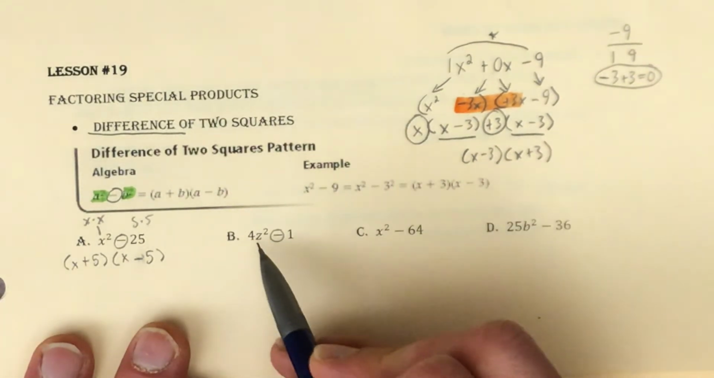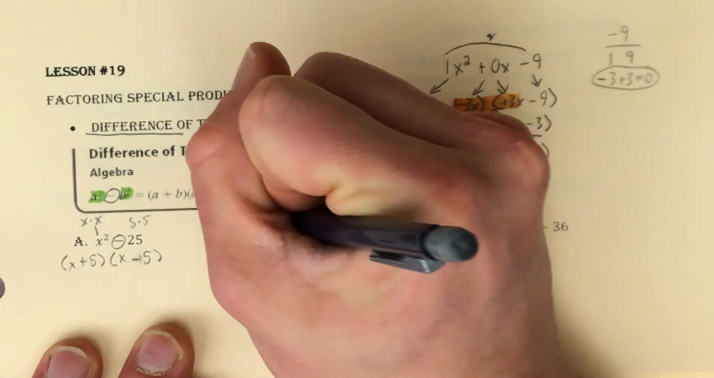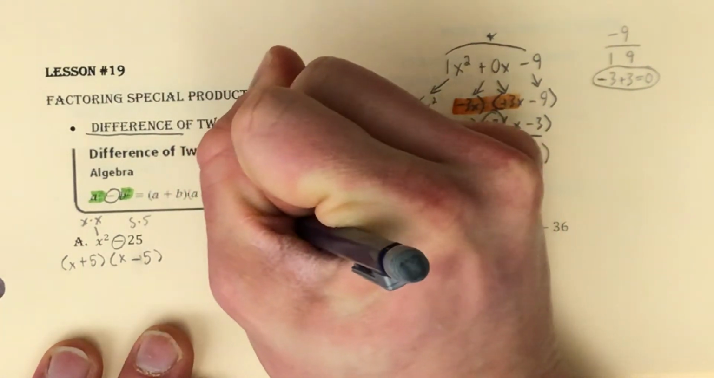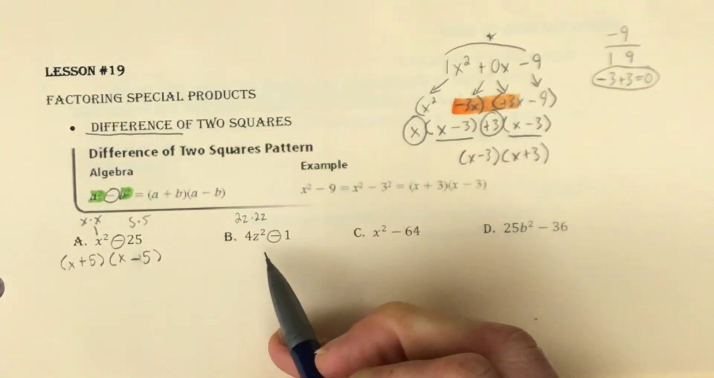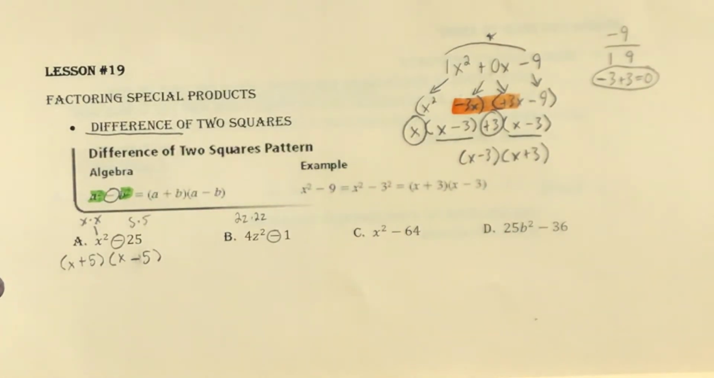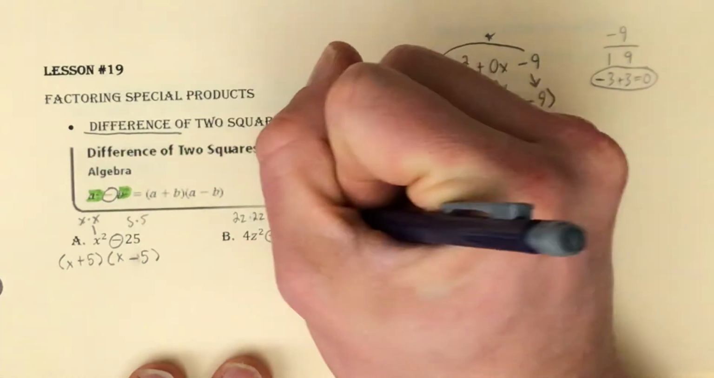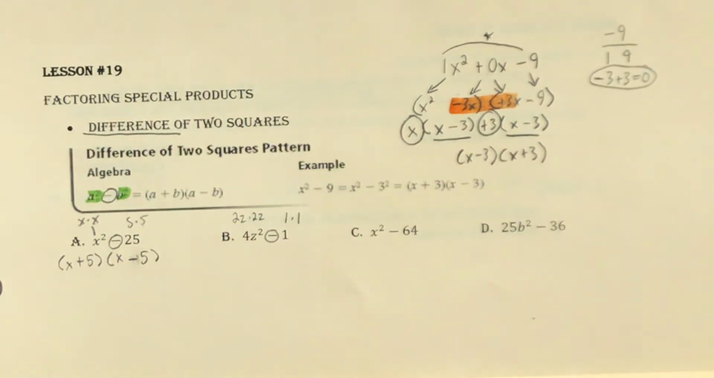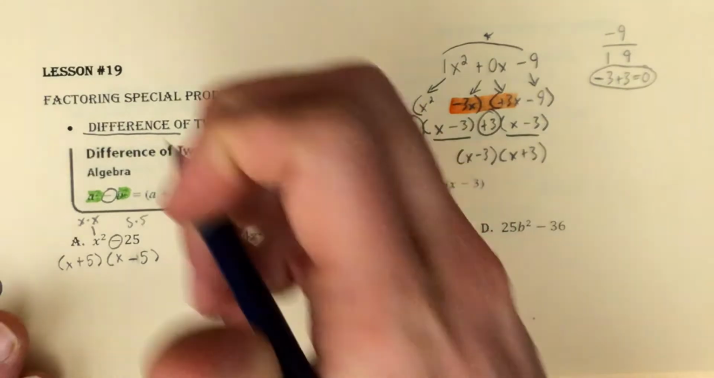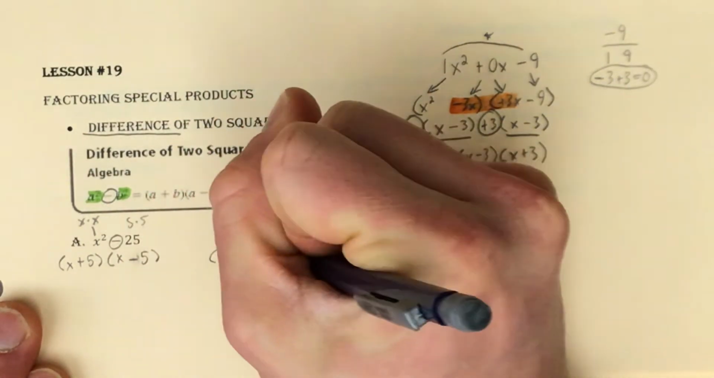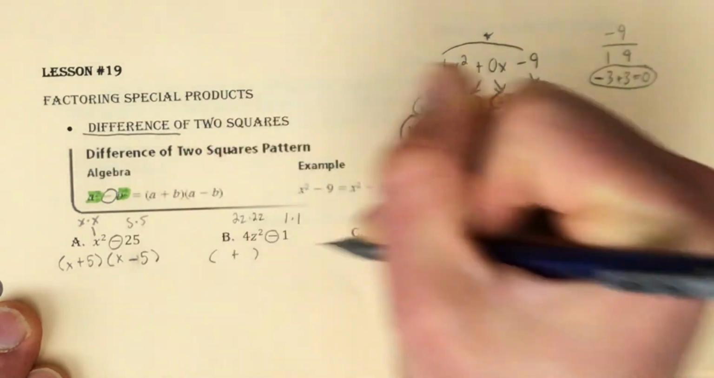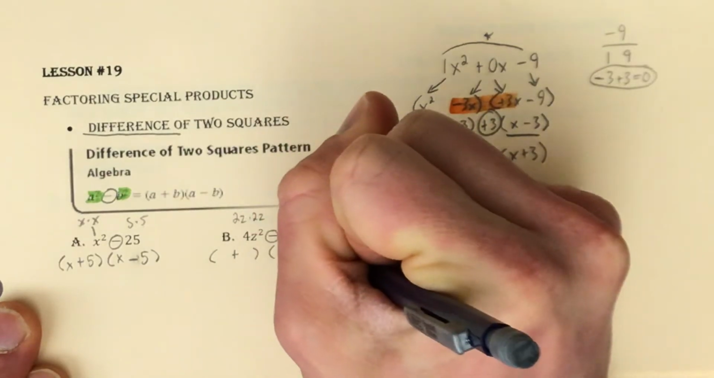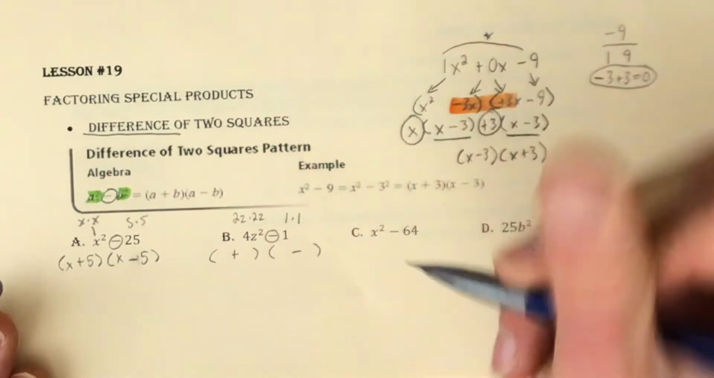Well, I know that 4z squared is the product of 2z times 2z, because 4 is a perfect square and z squared is obviously a perfect square. My second one, I know 1 is a perfect square as well, because 1 times 1 equals 1. So again, to make my final answer, I want to make my parentheses, put a plus in the first one, and a minus in the second.